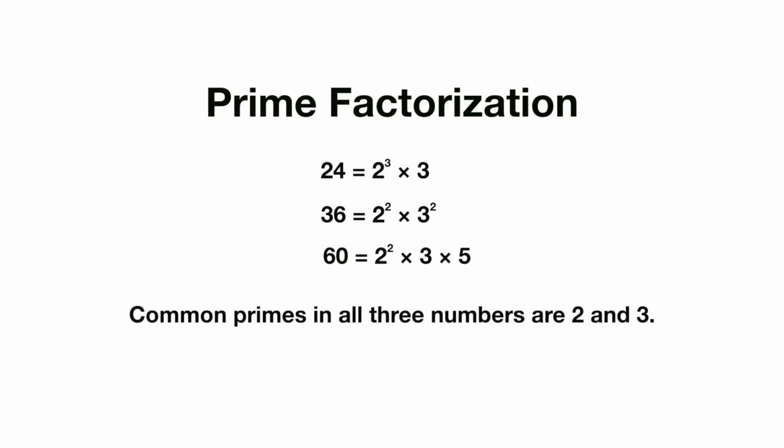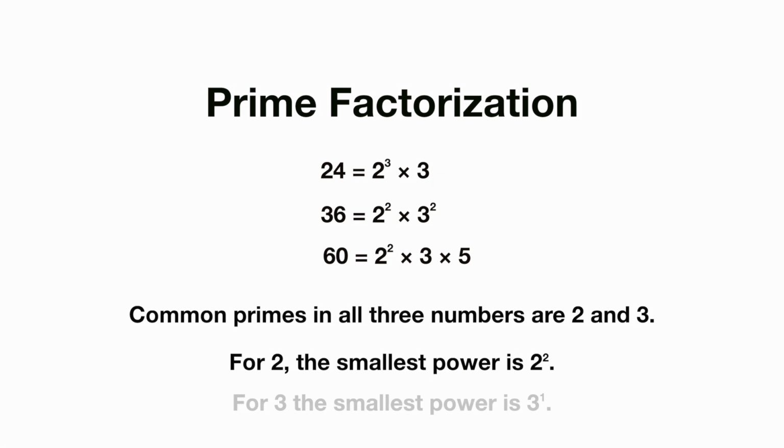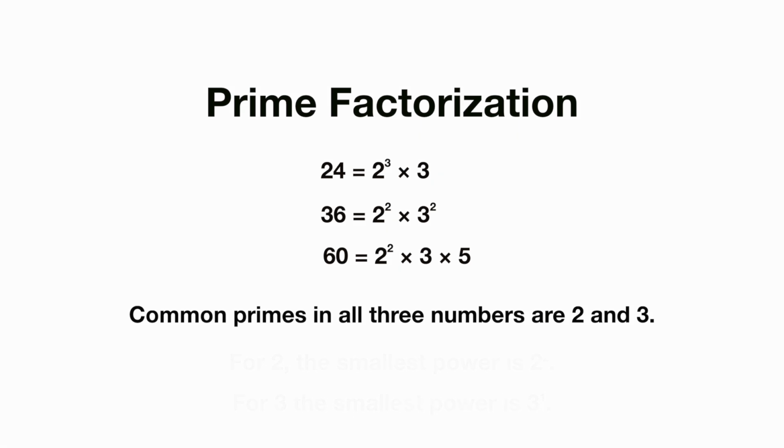Now take the smallest power of each common prime. For 2, the smallest power is 2 to the power of 2. For 3, the smallest power is 3. So HCF equals 2 to the power of 2 times 3, which is 12. Same answer as the ladder method.